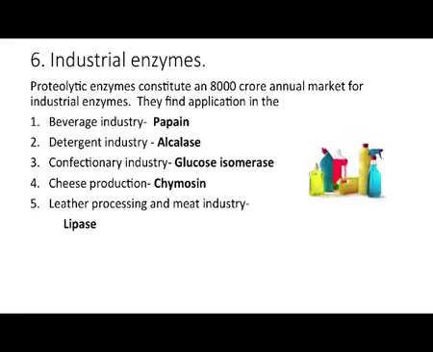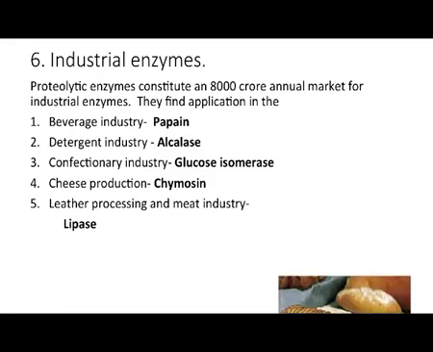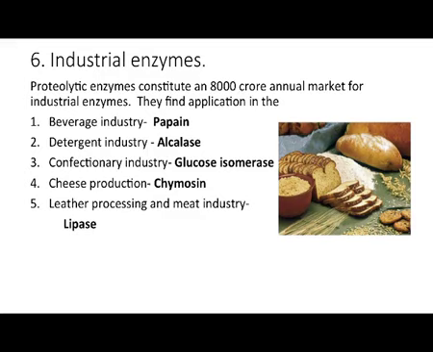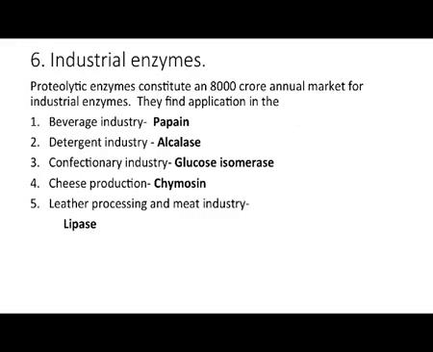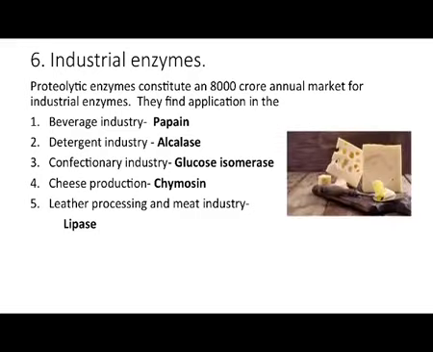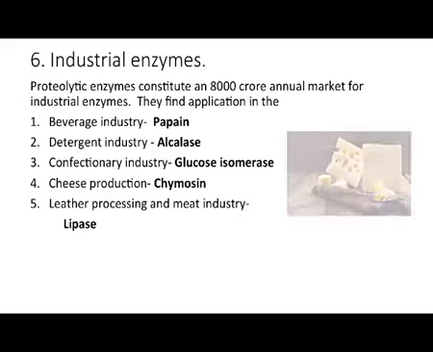Then you have the confectionery industries. There is an enzyme called glucose isomerase which is produced in huge quantities and is responsible for production of bread and other confectioneries and bakeries. You have cheese production, where you need the enzyme called chymosin, which is again important for cheese production. And then leather processing and meat industry, you have huge quantities of lipase requirement.